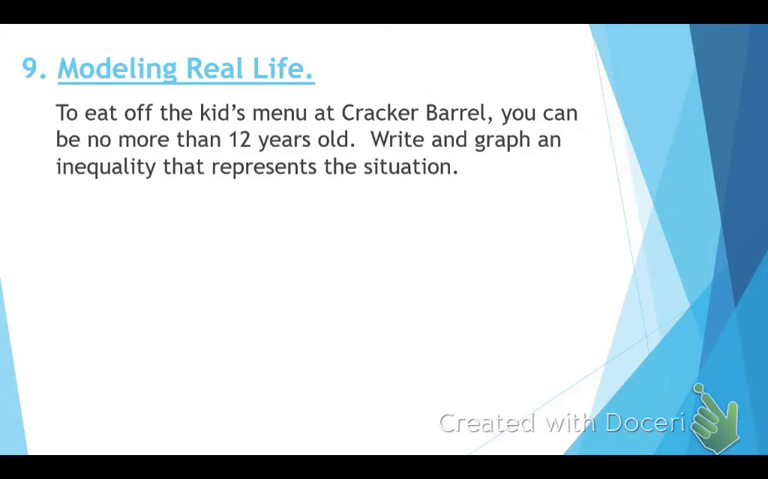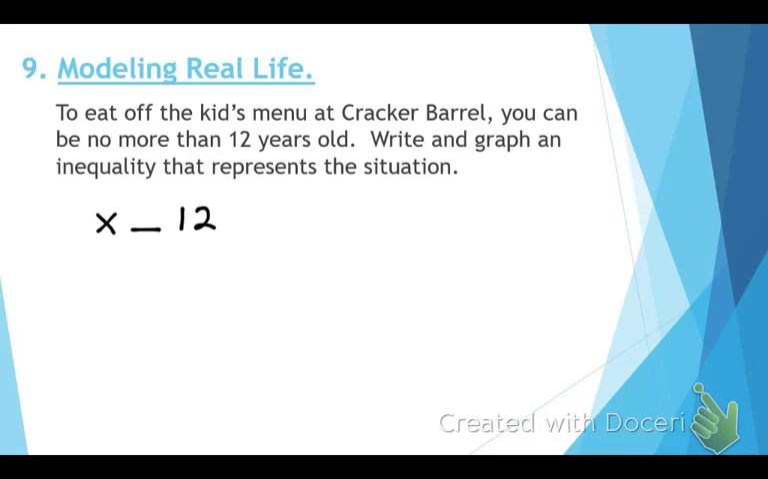To eat off the kids' menu at Cracker Barrel, you can be no more than 12 years old. Write and graph an inequality that represents the situation. We're always going to start with the x, then we'll put the number, which is 12. All right, so you go in there, and you are 12 years old. Would they let you eat off the kids' menu? Yes. So I can put an equal sign.